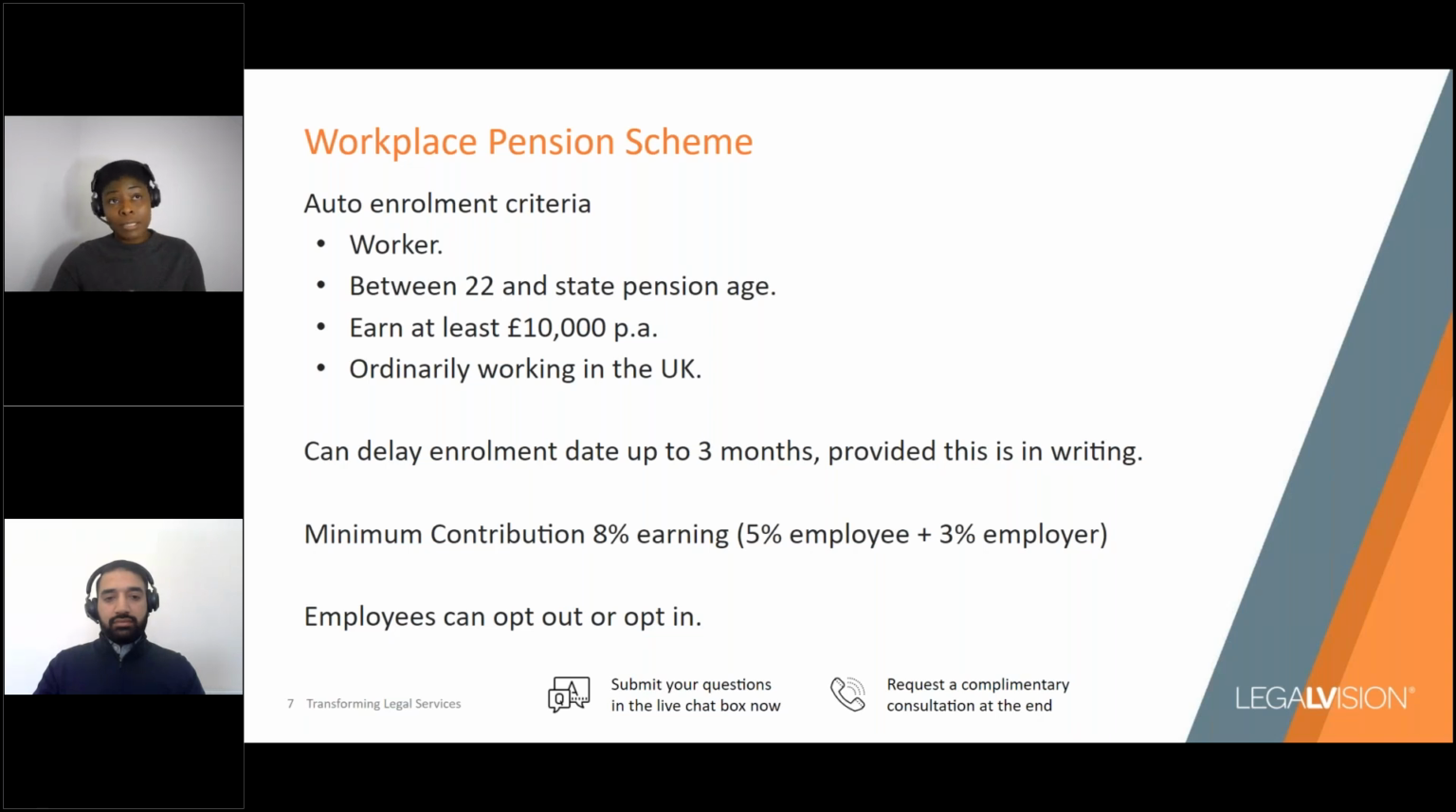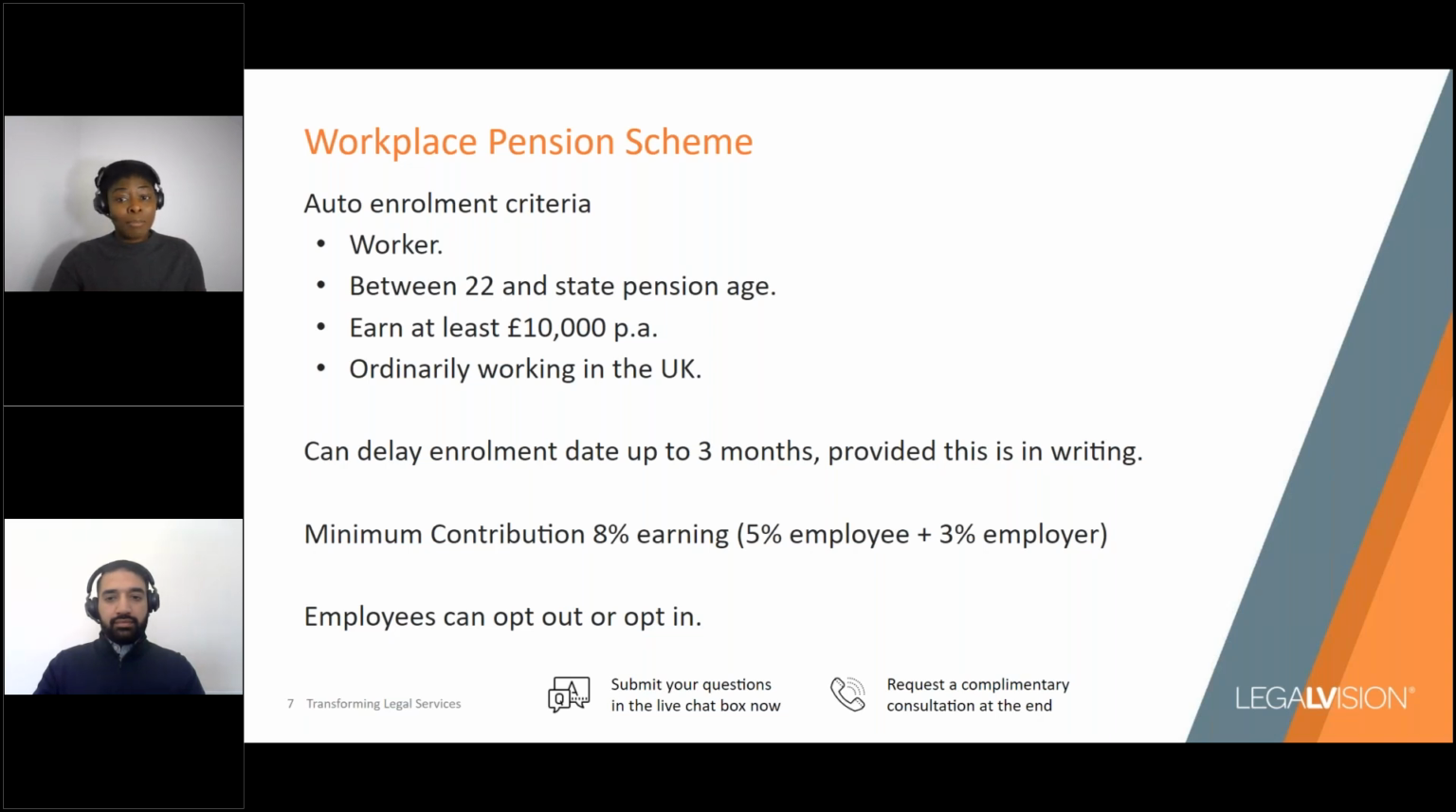The third one is their salary. Employees have to earn at least £10,000 per year. And finally, the final criteria is that ordinarily they're required to work in the UK. So once you have an employee or a worker that meets these four criteria, then you have to automatically enroll them onto your workplace pension scheme.